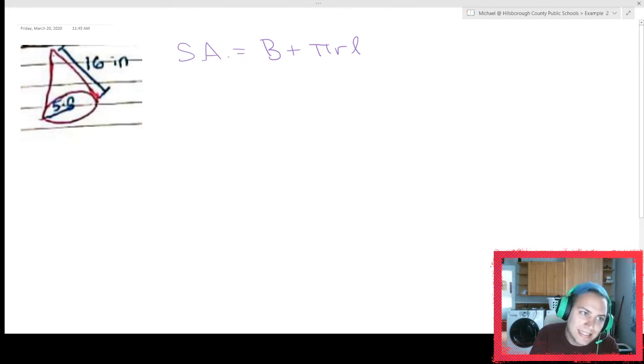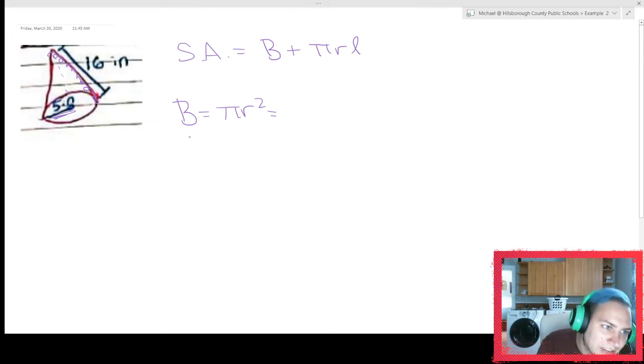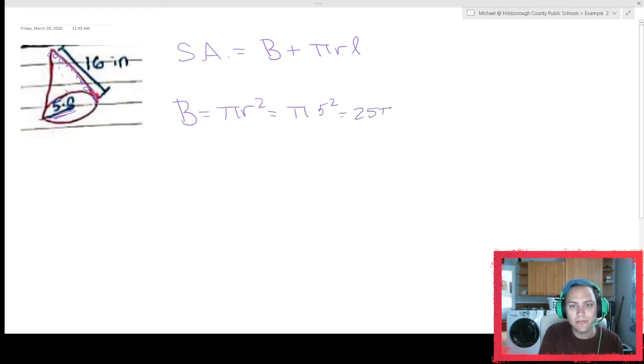So big B. Well, in this case, check if we have the slant height, which we do. They didn't give us the actual height of the cone, which will be useful for volume next week. They gave us this slant height on the side, which is good. That means I know what cursive L is already. The area of the base is a circle, so we use pi r squared. The radius is 5 inches, so pi times 5 squared gives me 25 pi. So there's my big B.